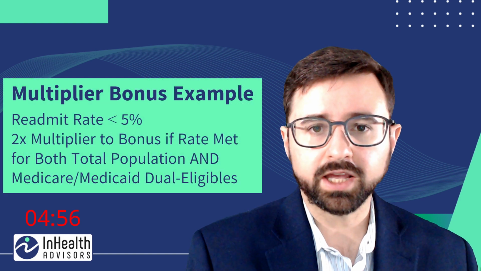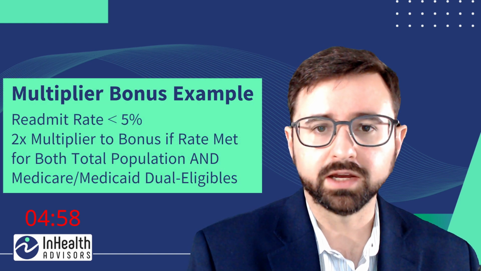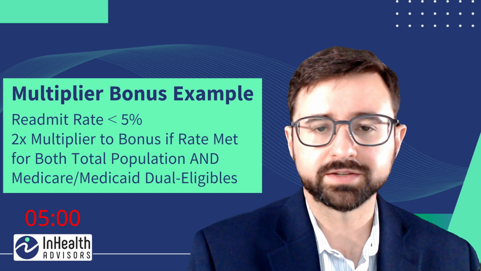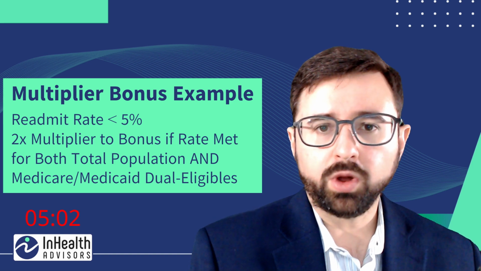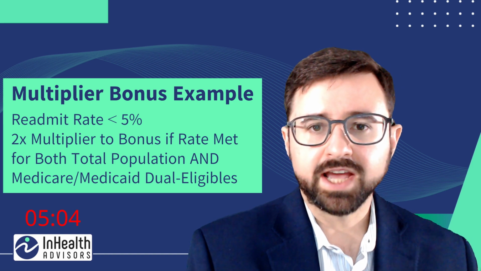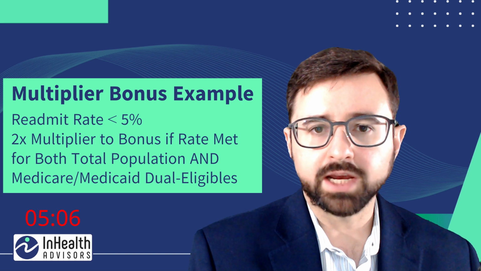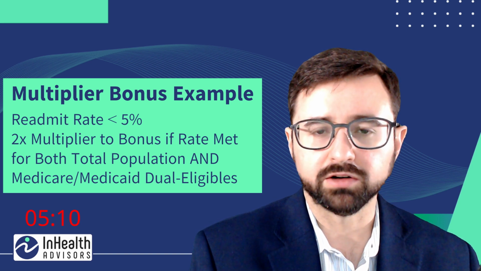The second approach for quality bonuses involves applying a multiplier to the bonus for meeting goals for underserved populations. For example, take a quality bonus of $3,000 that's paid for a provider that's able to reduce the readmission rate for their patient population to 5% or lower.